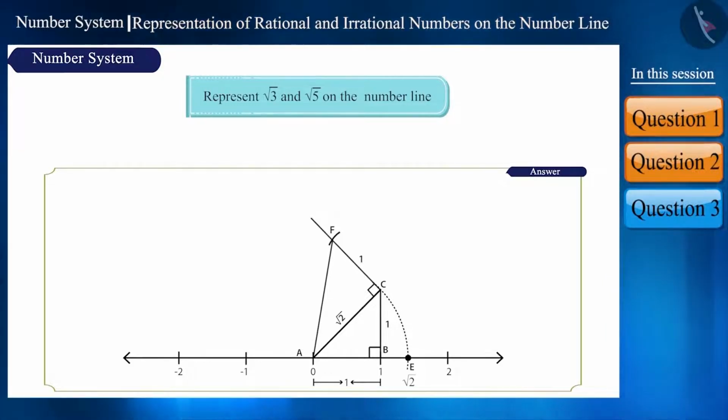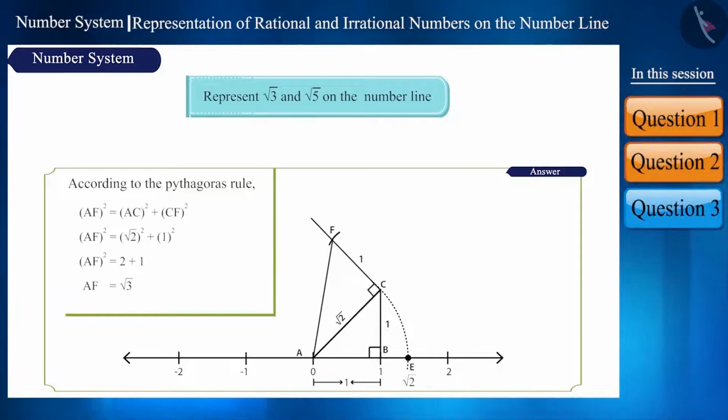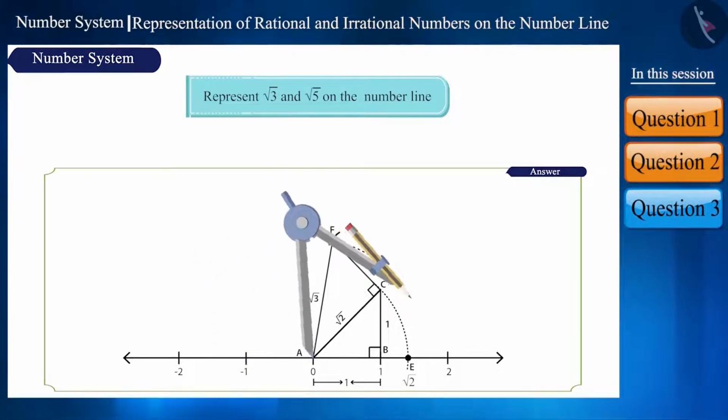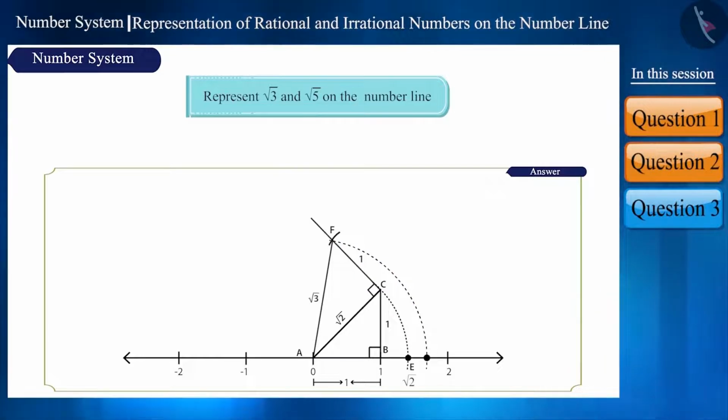Friends, if you look carefully, here we are getting a right angle triangle ACF. The length of AC is root 2 and that of CF is 1. Using Pythagoras theorem, we can find the length of AF, which will be root 3. Now measure the length AF using a compass and taking center as point A. Draw an arc on the number line which cuts it at point G, and this point G represents root 3.